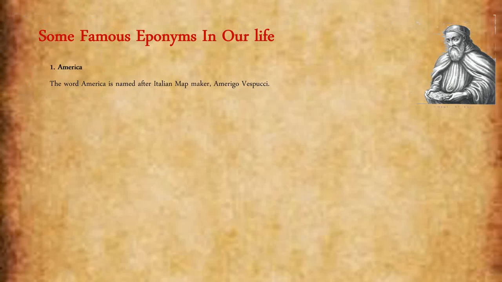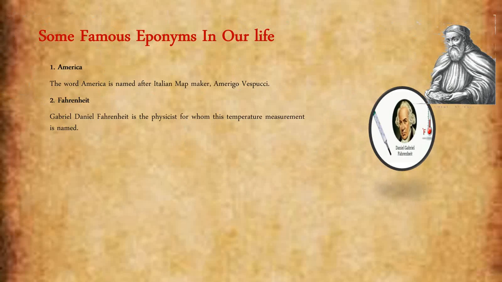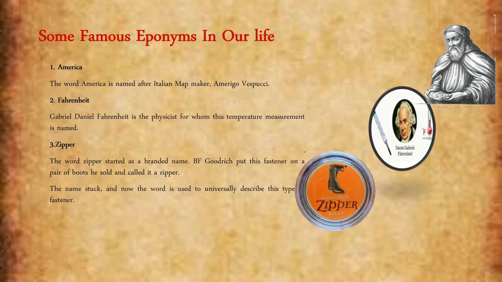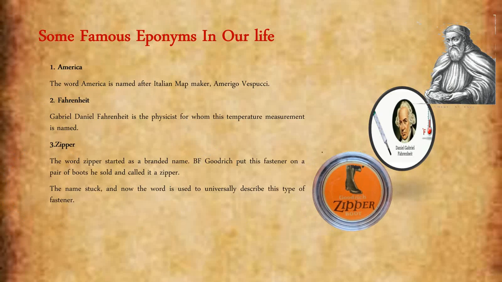Okay, America. The word America is named after Italian mapmaker Amerigo Vespucci. Fahrenheit, Gabriel Daniel Fahrenheit is a physicist for whom this temperature measurement is named. Zipper, the word zipper started as a brand name. B.F. Goodrich put this fastener on a pair of boots he sold and called it a zipper. The name stuck, and now the word is used to universally describe this type of fastener.